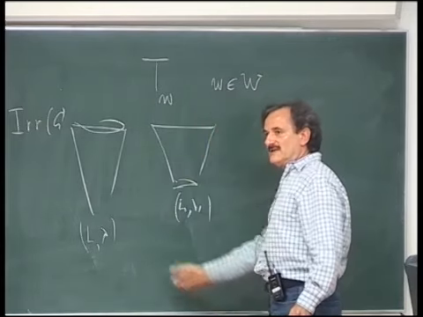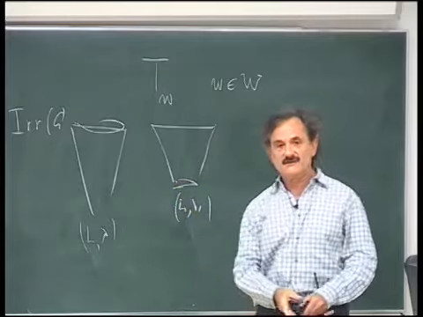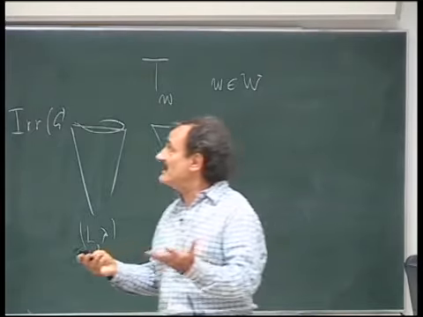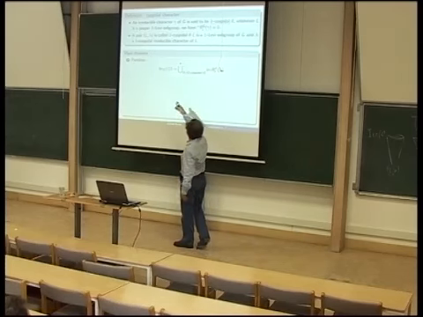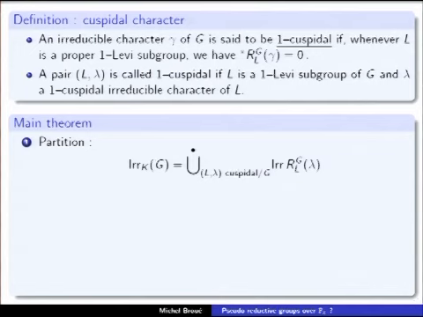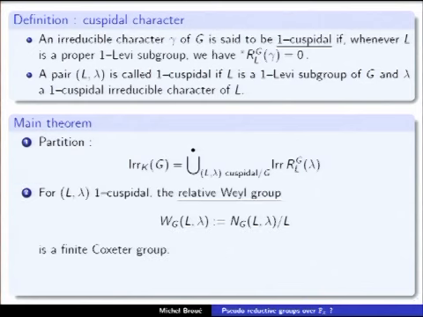And of course, you take the L lambda up to G-conjugation, and so it's a classification of the set of irreducible characters of G over, say, the field of complex numbers. This is the disjoint union of the set of irreducible constituents of this induced module, Harish-Chandra induced from L and lambda. All right, first of all.